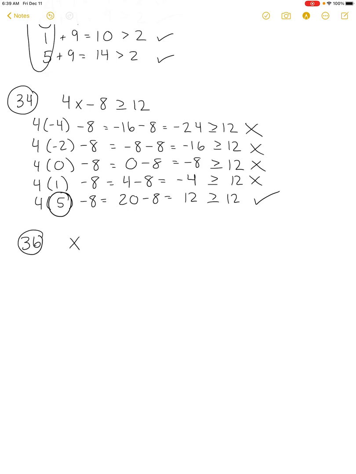36 says x is not equal to 3. So I'm going to draw my number line. I'm going to put 3 in the middle. So if it cannot equal 3, it can equal anything else. I'm going to put an open circle at 3, and I'm going to shade in both directions. It can be anything but 3.